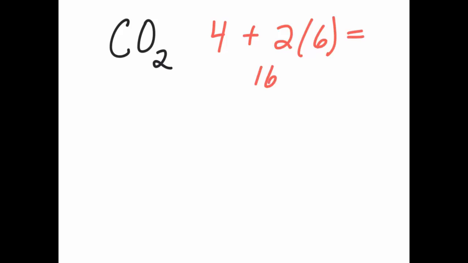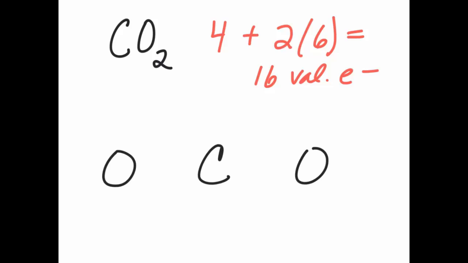In our next structure, let's deal with carbon dioxide. I think you're pretty familiar with that. Adding up valence electrons gives us 4 from the carbon, and each oxygen contributes 6, for a total of 16 valence electrons to distribute.